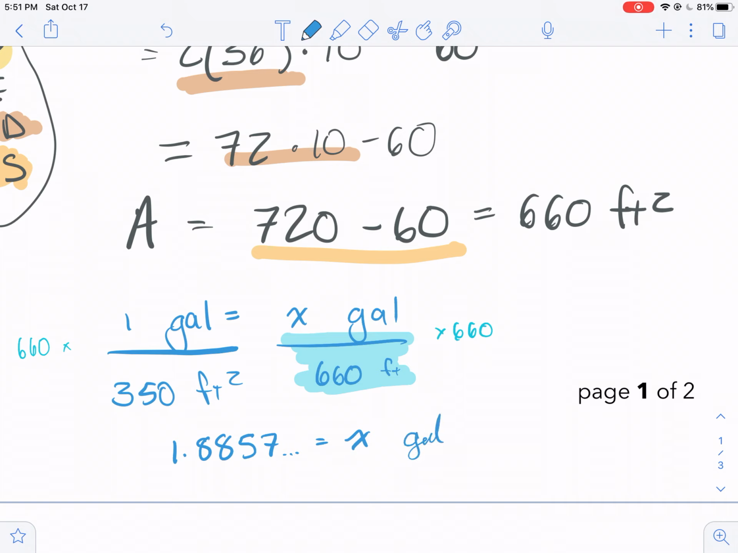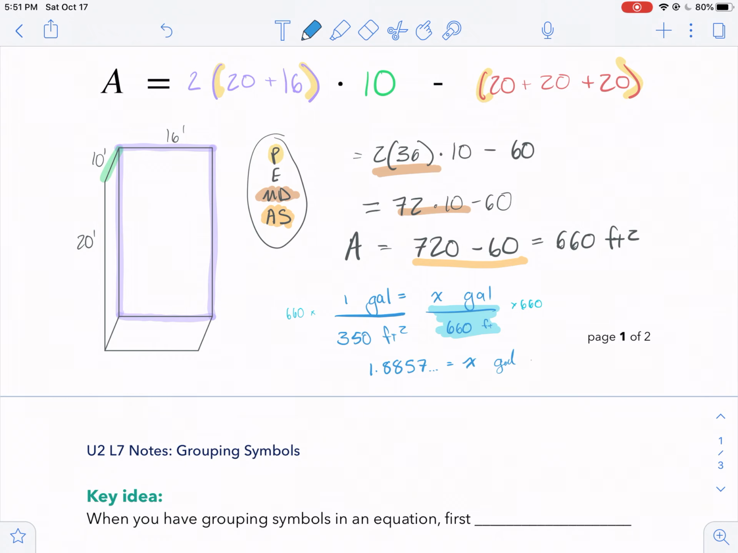That's exactly the amount we need. However, you guys, you can't just buy 0.88 gallons at the store. So we need to buy 2 gallons. Now, that was a very long explanation for quite a simple problem, wasn't it? It was just a lot of little steps.